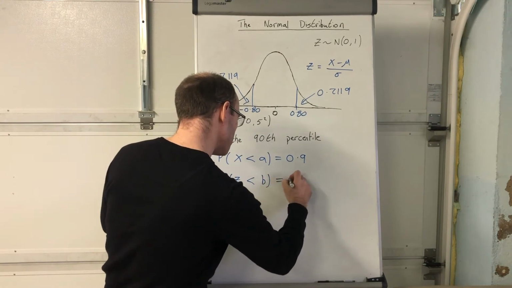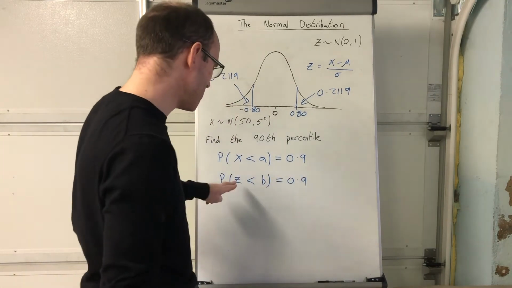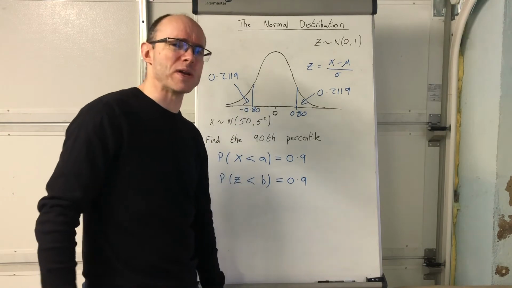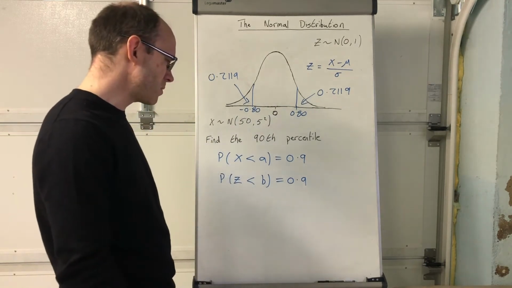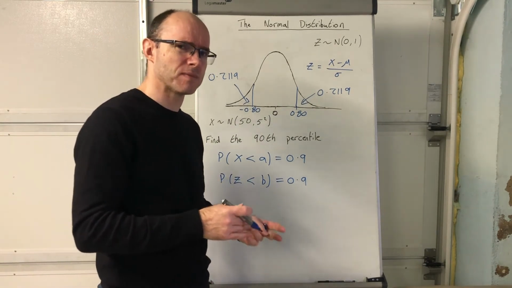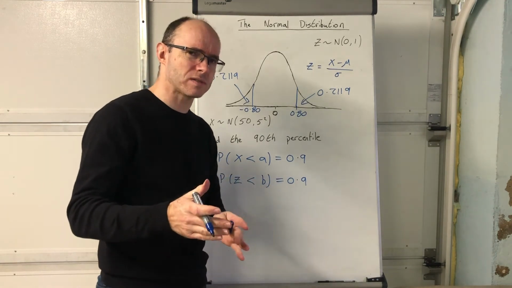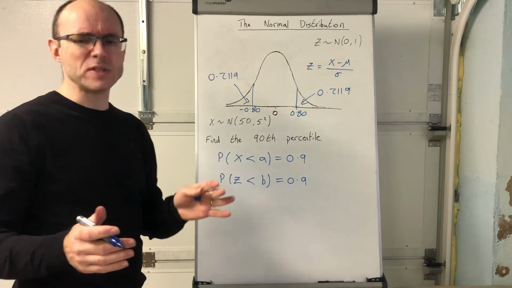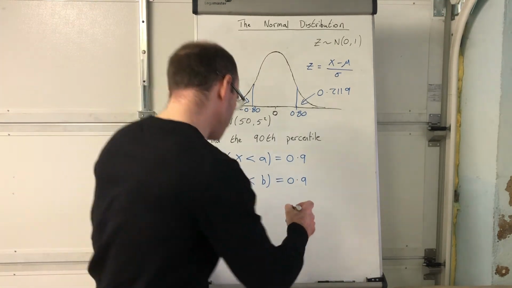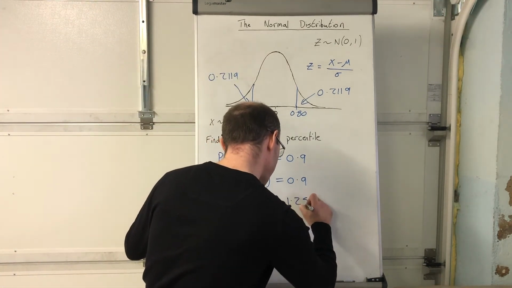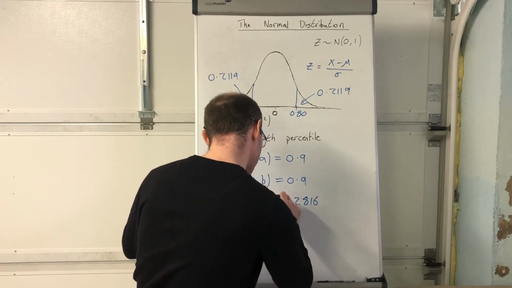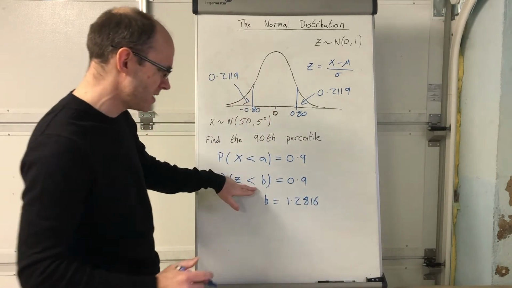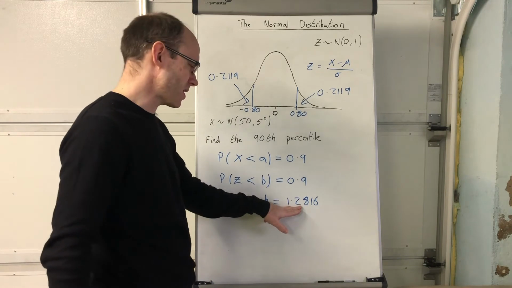So using the tables, that's what we're looking for. Okay, probability Z is less than B is 0.9. Now, using the tables, we can work out what that value actually is. I'm going to use the first tables to do this, because it comes out nicely. It comes out to be 1.2816, so that's our value of B. Remember, Z is less than B, so the tables give us our exact answer.